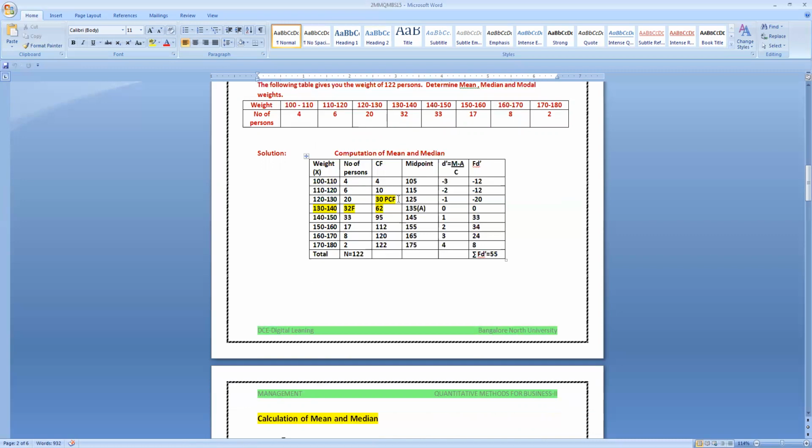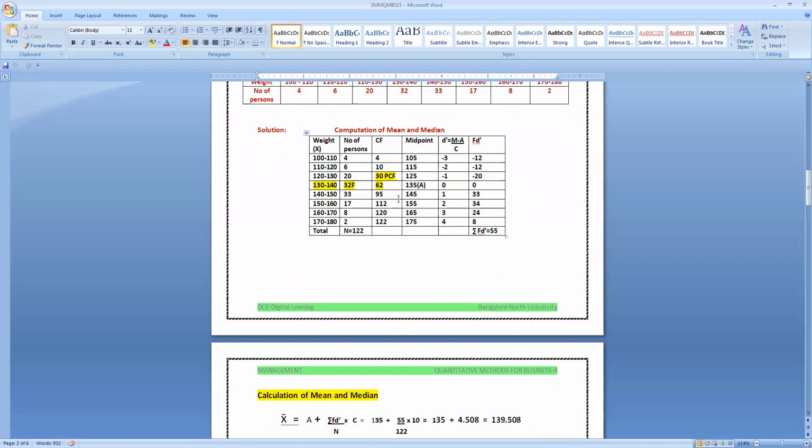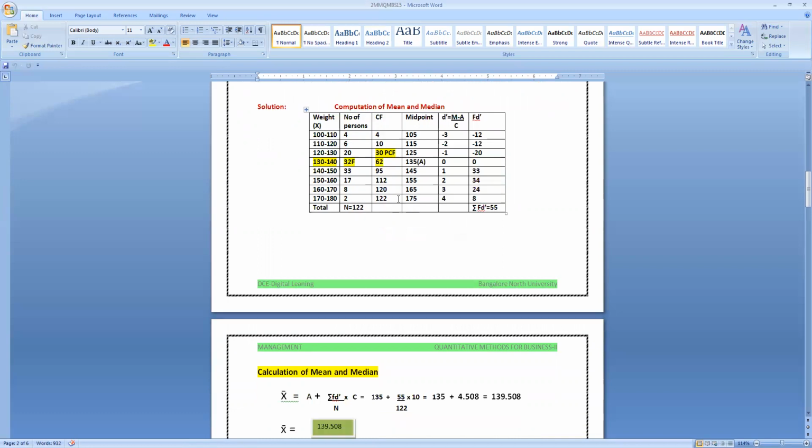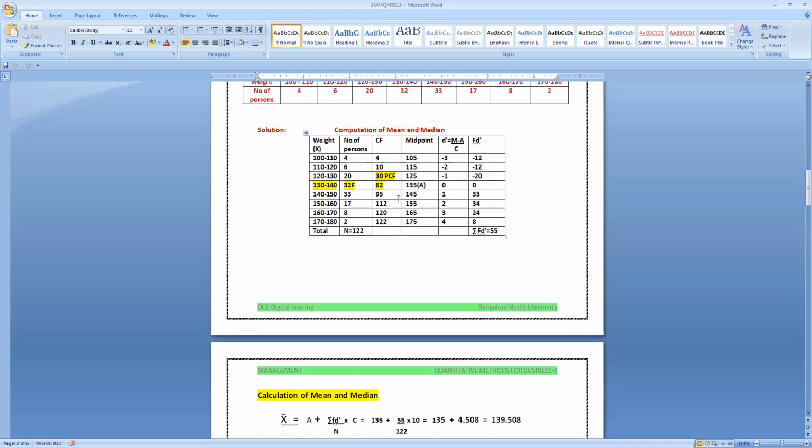We know under the direct method the formula for the mean is sigma fm by n, or in this question we have calculated with the help of the step deviation method. Mean is equal to a plus sigma f d dash by n into c, and we also have to calculate the median here. The first column contains the class intervals given in the question, from 100 to 110 till 170 to 180. Then the number of persons: 4, 6, 20, 32, 33, 17, 8 and 2.